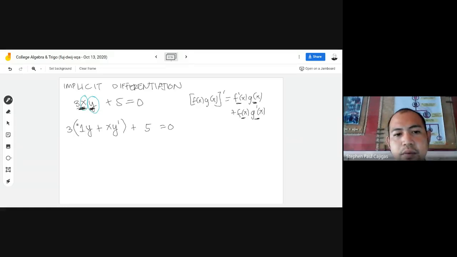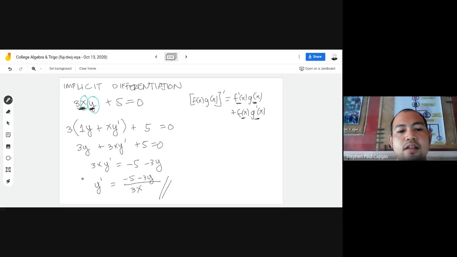So we will be simplifying this. We will get 3y plus 3xy prime plus 5 is equal to 0. Our goal here is that we will have y prime is equal to something. So basically we will be transposing. We will have -5 minus 3y, and then of course divide all sides by 3x. So we will have -5 minus 3y all over 3x. So that is how we find the derivative of 3xy plus 5.